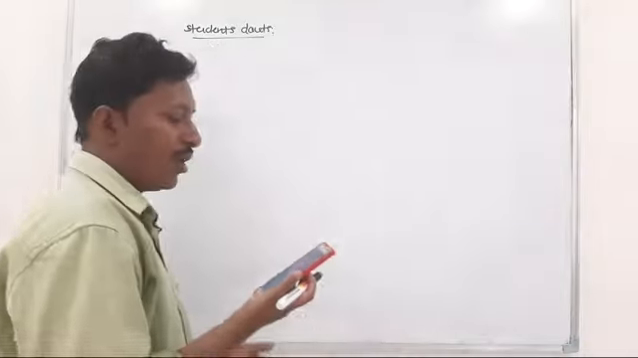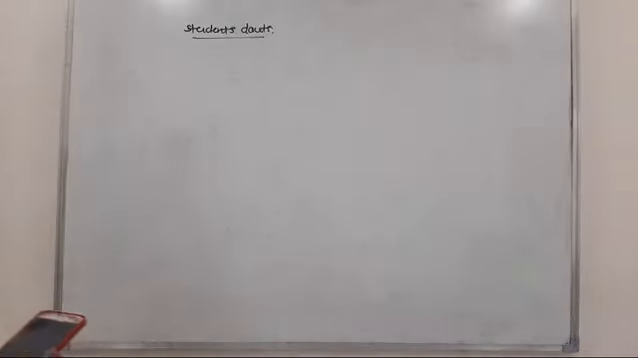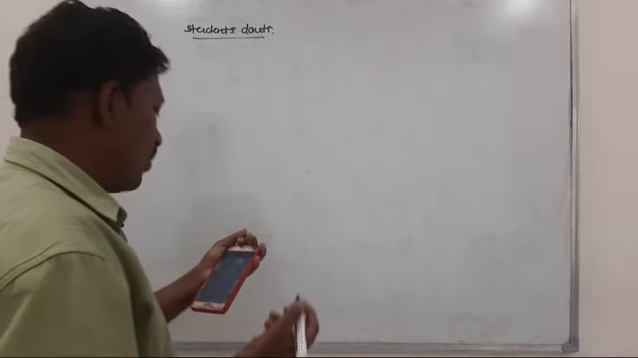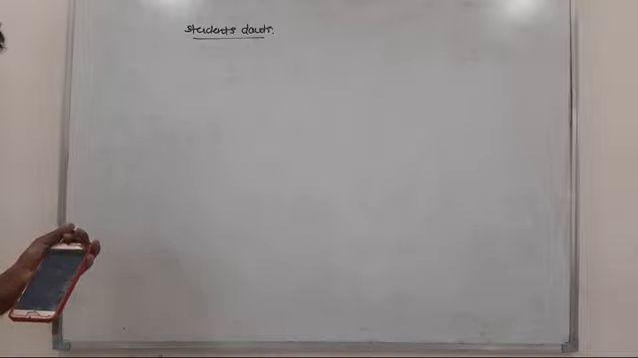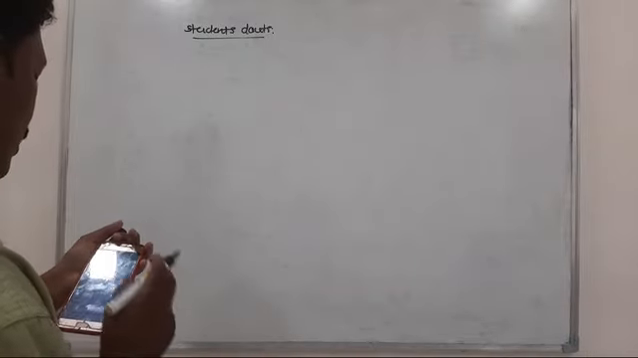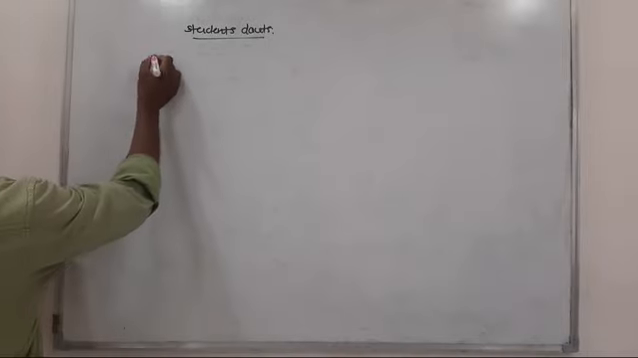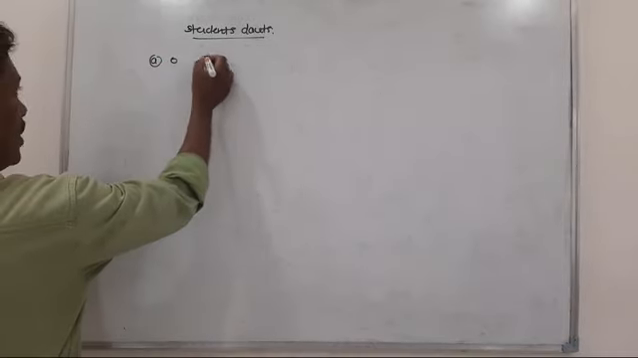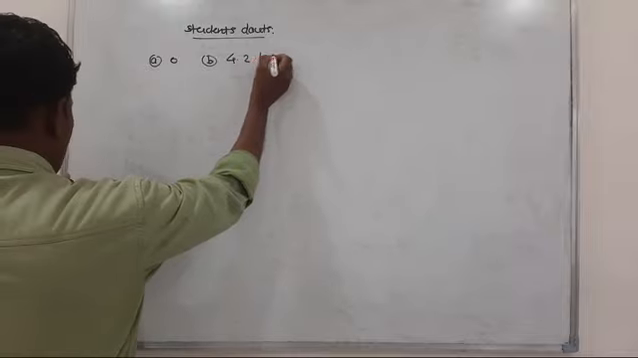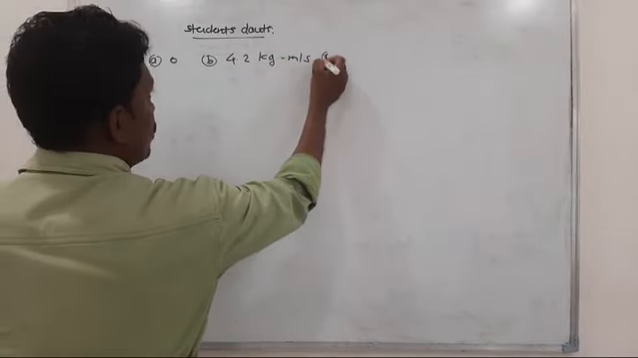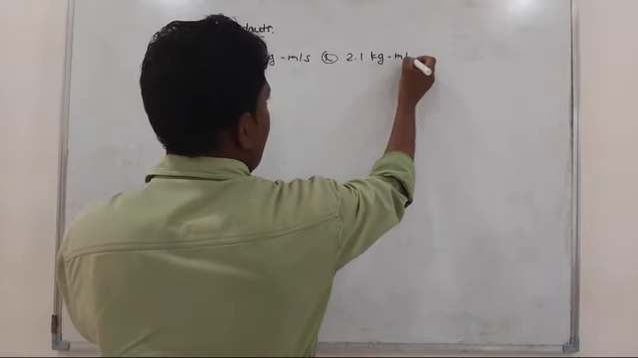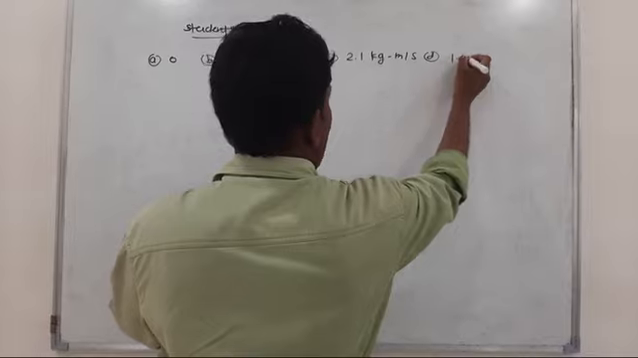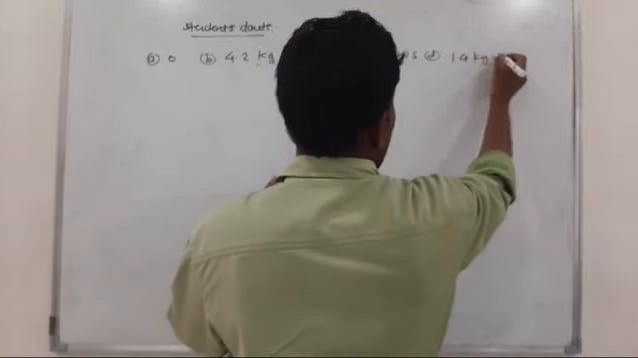A ball of mass 0.15 kg is dropped from a height 10 meter, strikes the ground and rebounds to the same height. The magnitude of impulse imparted to the ball is nearly, जिची व्हॅल्यू दिलेली आहे 10 मीटर पर सेकंड स्क्वेअर. ऑप्शन A आहे 0, ऑप्शन B आहे 4.2 kg meter per second, ऑप्शन C आहे 2.1 kg meter per second आणि ऑप्शन D आहे 1.4 kg meter per second.